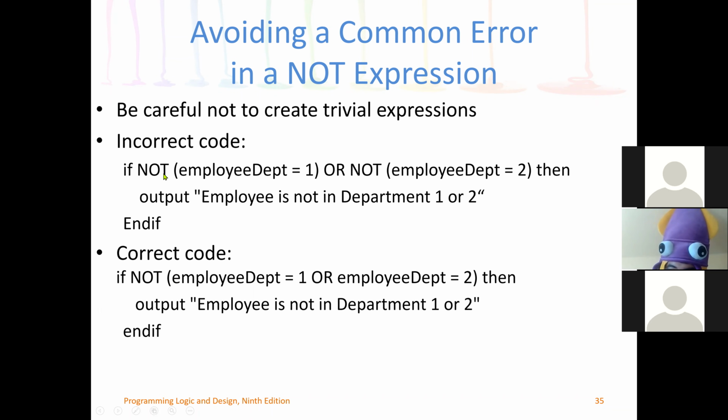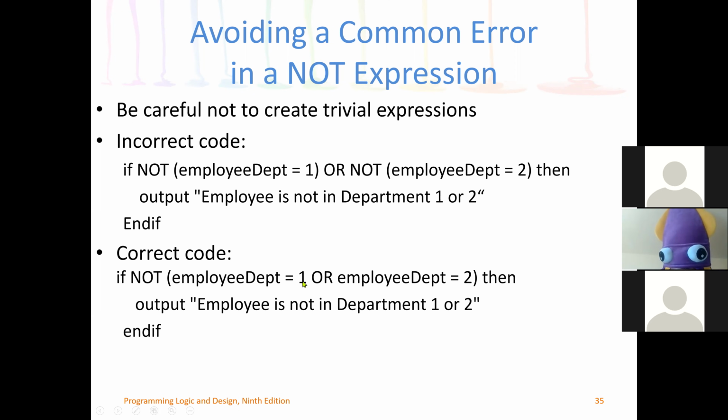So if I have not employee this or not this, then not will execute first, and then the not here also will execute before or will execute. So the two nots will execute before or. But we want it in this way. We want to check the two conditions. If they are true, then we negate it. If they are false, then we negate it. So this will be the best.